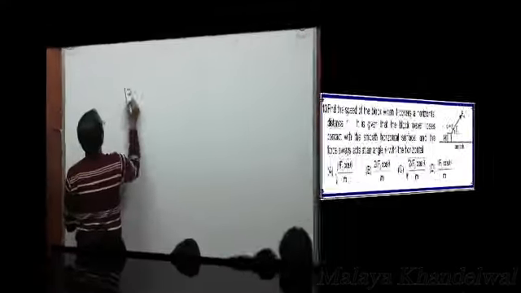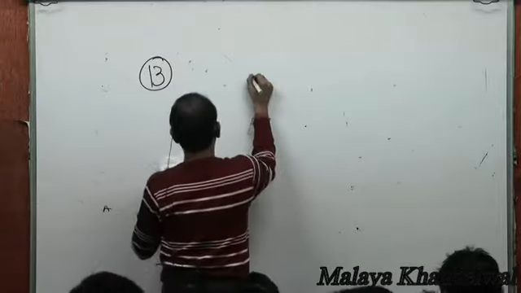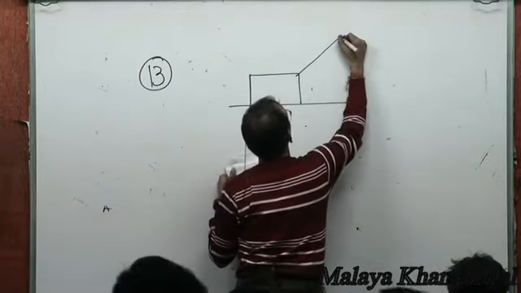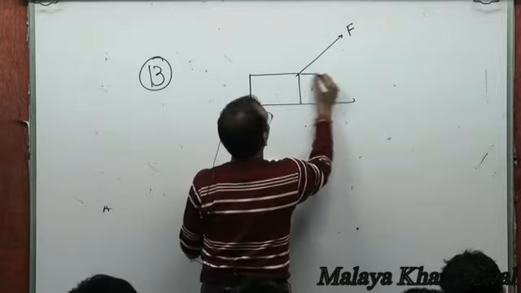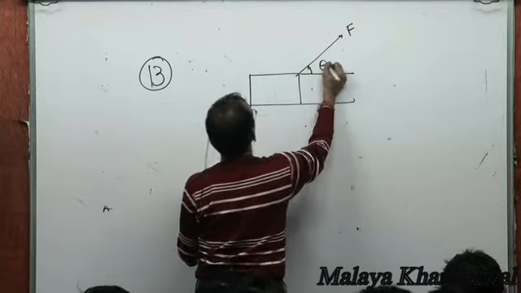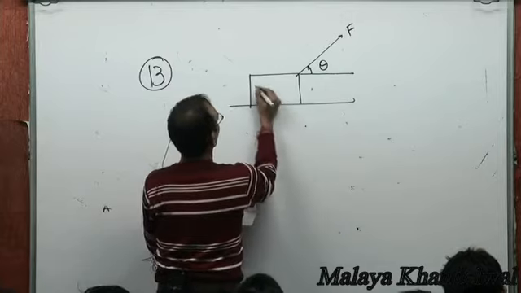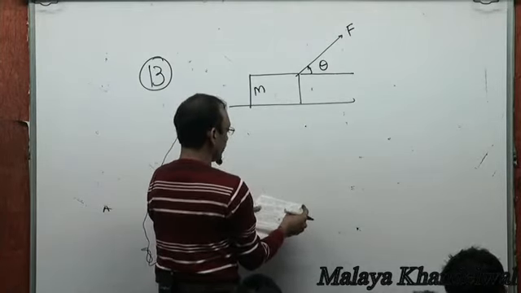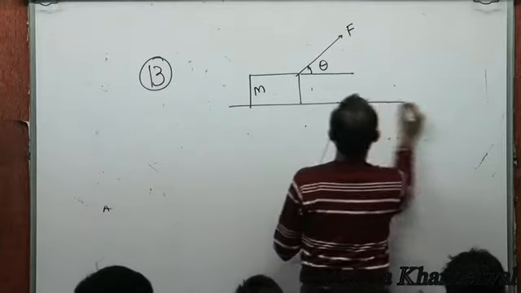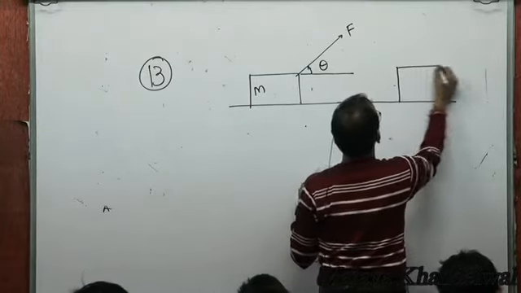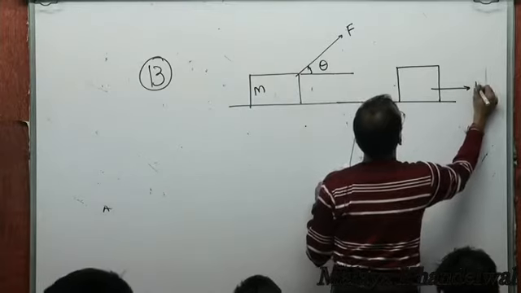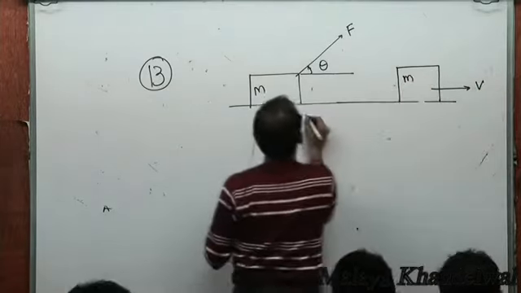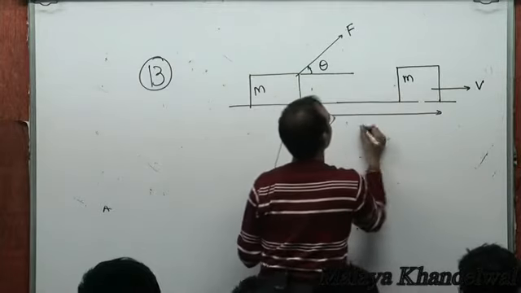Number 13. Very straightforward, really. There is a constant force F applied at an angle theta on a particle of mass m. We want to find the velocity developed by m after it has traveled a length L.